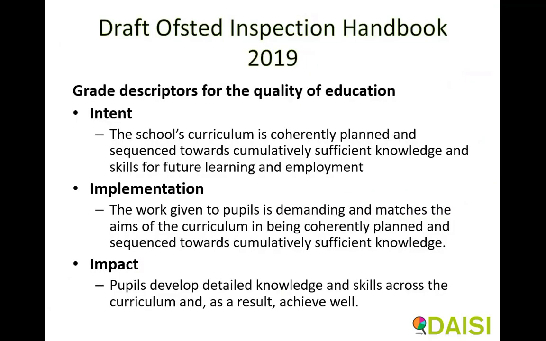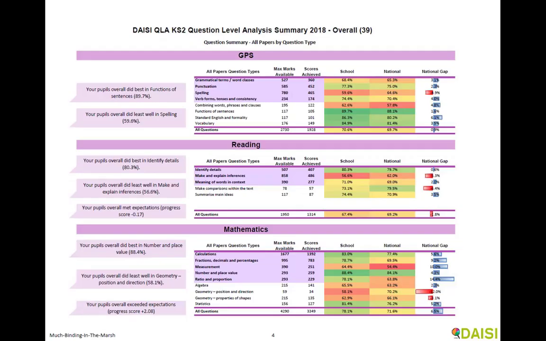Ofsted will be looking at your intent, your implementation and your impact. So for instance, the school's curriculum is coherently planned and sequenced. Implementation, the work given to pupils is demanding and matches the aims of the curriculum in being coherently planned. So it should be backed up, your curriculum, with the occasional assessment. And impact, pupils develop detailed knowledge and skills across the curriculum and as a result achieve well. And for this, you should have a look at your school as a whole, for various cohorts and for individual topic strands and questions to see what could be improved and how your curriculum could be developed.